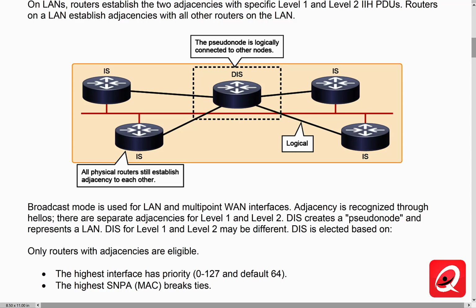If you do configure a router with a better priority or one that attaches itself to the network and it has a higher MAC address, it's going to become the new DIS router for that particular segment. The DIS is responsible for creating what we call a pseudo node. This is a virtual node created by the DIS, and the pseudo node does two different things.